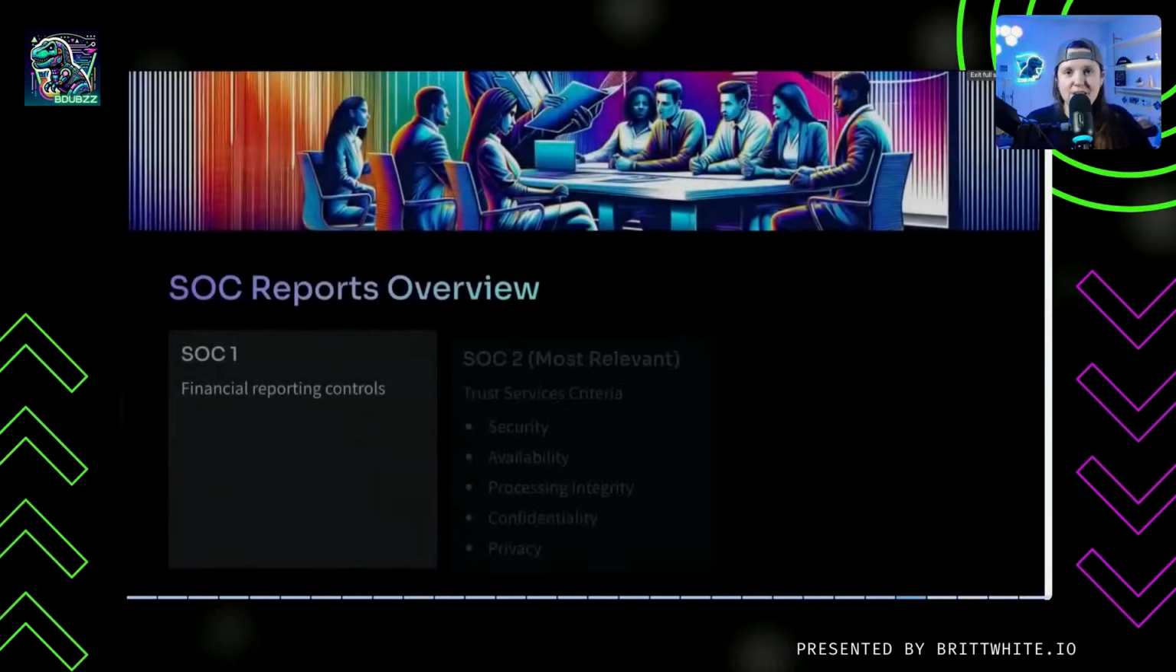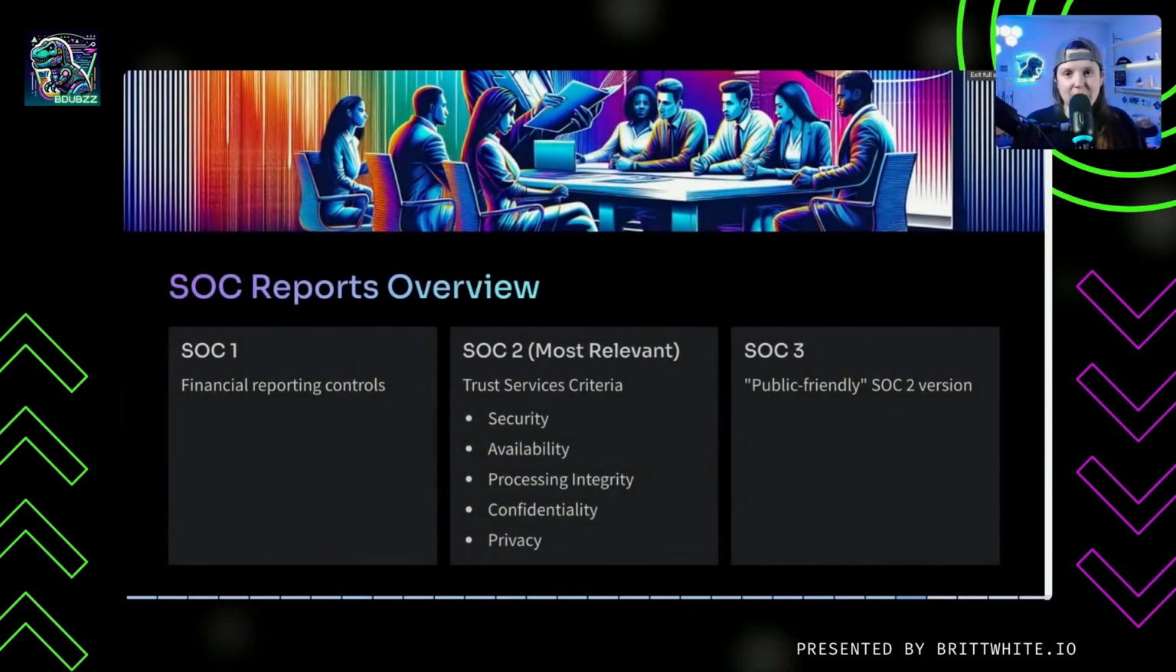Now I want to take a look at SOC, which stands for System and Organization Controls. These audit reports provide independent third-party assurance about an organization's controls. They're important for demonstrating trustworthiness to clients and stakeholders. These standards have evolved from SAS 70 to SSAE 16 and now to SSAE 18 in the United States, with ISAE 3402 serving as the international equivalent.